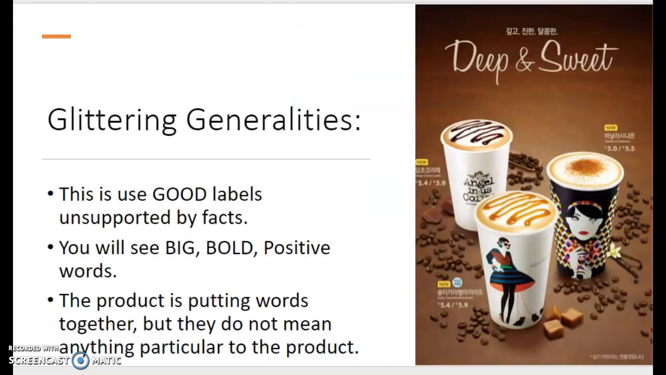The next one is glittering generalities, and this is when they're using good labels unsupported by facts. You'll see big, bold, positive words, and the product's putting words together, but they don't actually mean anything about the product. So this is maybe a coffee company. You can see right here, it is saying deep, it is saying sweet, it is big, it is bold, and those words are supposed to be supporting these coffees. However, they don't actually mean that they're supporting these coffees. So this is glittering generalities.